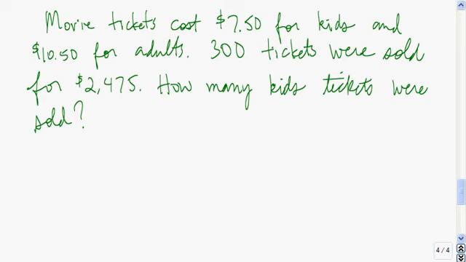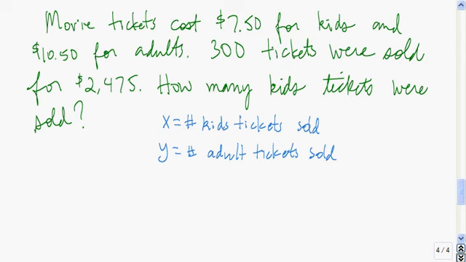So movie tickets cost $7.50 for kids and $10.50 for adults. On a particular night, 300 tickets were sold for a total of $2,475. We want to know how many kids' tickets were sold. The first thing we're going to do is assign variables to the two unknowns, which are the number of kids' tickets sold and the number of adult tickets sold.